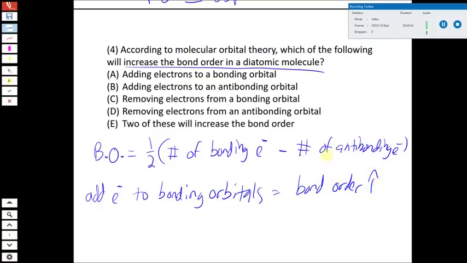But based on the second term of the equation here, we're subtracting the number of antibonding electrons, which means every time we have electrons in antibonding orbitals, we make the bond order smaller. So if we want to make the bond order bigger, we would need to remove these electrons. If we add electrons to an antibonding orbital, we're actually going to decrease the bond order. This one is looking for the ones that will increase.